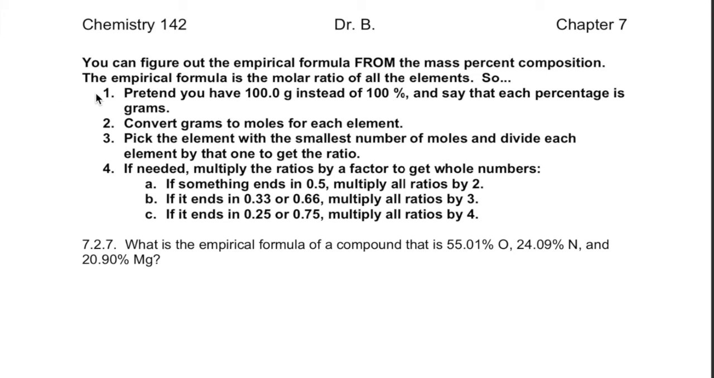First, you have to pretend that you have 100 grams. So even if the sample you analyzed is only 3.27 grams or 0.985 grams, pretend that you had 100 grams, because that's an easy way of converting the percents into grams. And then you convert the grams into moles for each element, because the empirical formula is a molar ratio. So you need to know the ratio of moles for each element. Then the 3 and 4, I mean, you're pretty much done after step 2, but 3 and 4 are getting this ratio to be in small, simple whole numbers, which is what we need for the empirical formula.